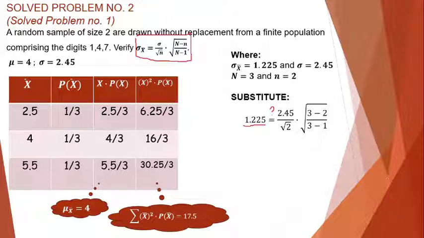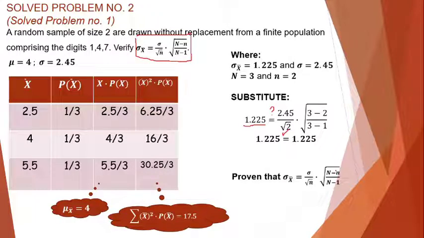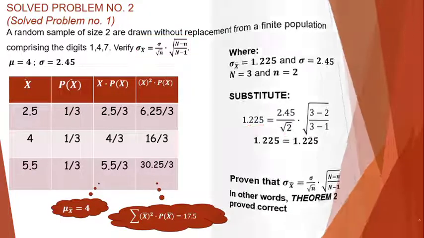Okay, tingnan nga natin kung lumabas yung result. Ito ba ang lumabas sa calculator nyo? So, comment below lang. We already proved that the standard deviation of the sample mean is equal to this. Babasahin ko pa eh. Tingnan nyo yung oras natin, 20 minutes na, no? In other words, Theorem 2 is proved correct.